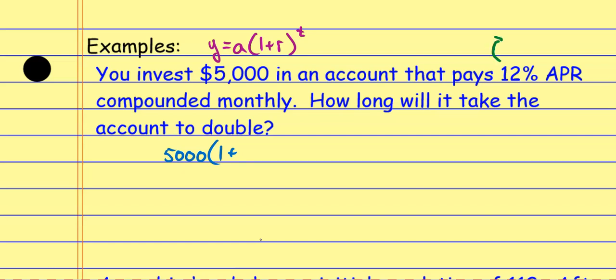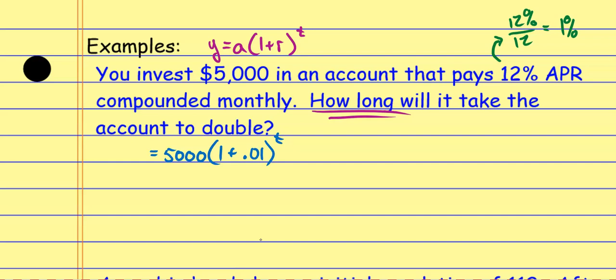If I look at this, 12% per year would be, well, divide by 12, that's 1%. Now that's per month, and that's what I want to use. Because this is compounded monthly, I have to convert all the units of time to months here. And so what I get is 1 plus 0.01 raised to the t. And notice it says, how long? How long will this take? Meaning t is my variable. t is the unknown.